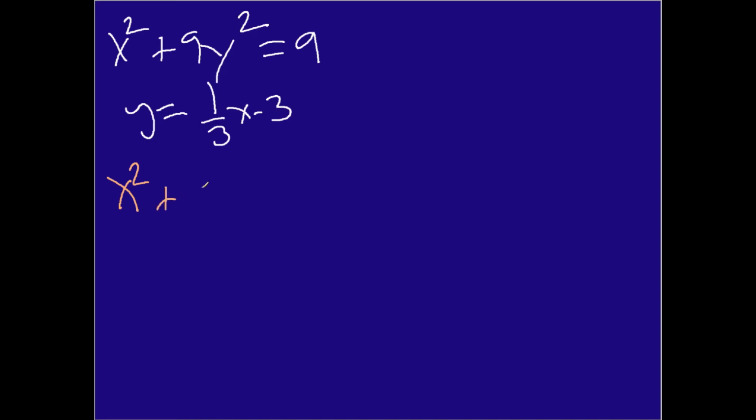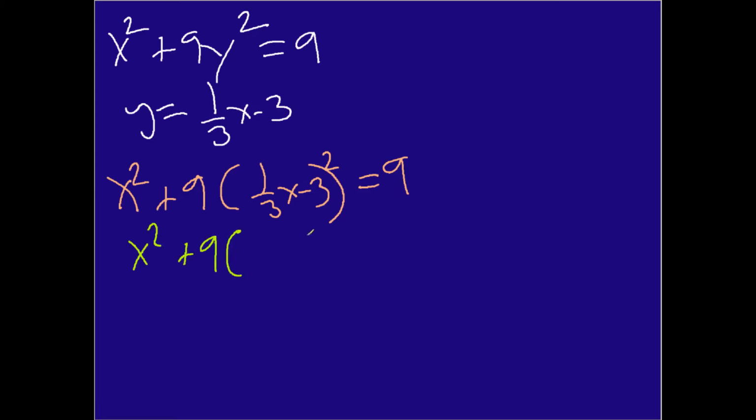We got x squared plus 9. Inside that we got 1 over 3 x minus 3 squared. Oh, that should be outside. Yeah, there we go. Equals 9. All right, so to save time, this is what you do. You FOIL this right here, and you get the following. You get x squared plus 9 times the quantity of 1 over 9 x squared minus 2x plus 9, like so. That's what we get there, equals 9.